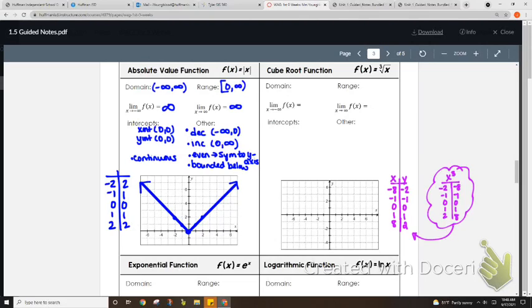But because it is an even root, when I did the square root, I had to take out all the negative x values. So we had to limit it. But a cube root, an odd root, we don't have to do that. All right, so we got our points there. Let's go ahead and graph them.